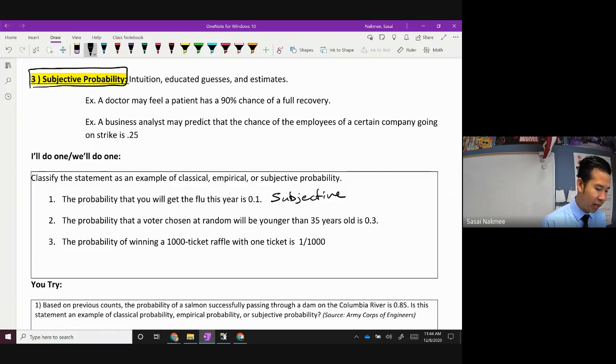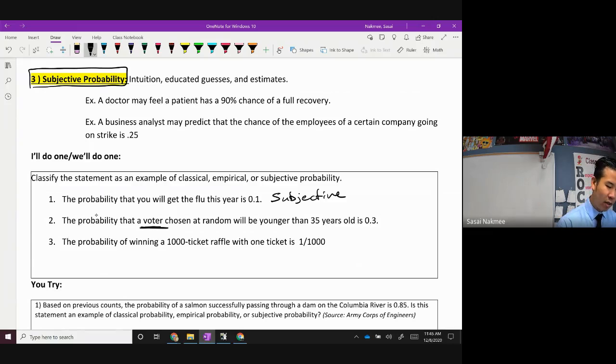Number 2, the probability that a voter chosen at random will be younger than 35 years old is 0.3. Now, this one could be subjective, right? Because they don't tell us that they did any observations, but you could observe this, right? You could actually ask how old a voter is and then divide that by how many people you've asked. So I could actually go up to 100 different people who are going to vote and ask them their age and record, is 30 of them less than the age of 35? And if so, then it comes out to 0.3.